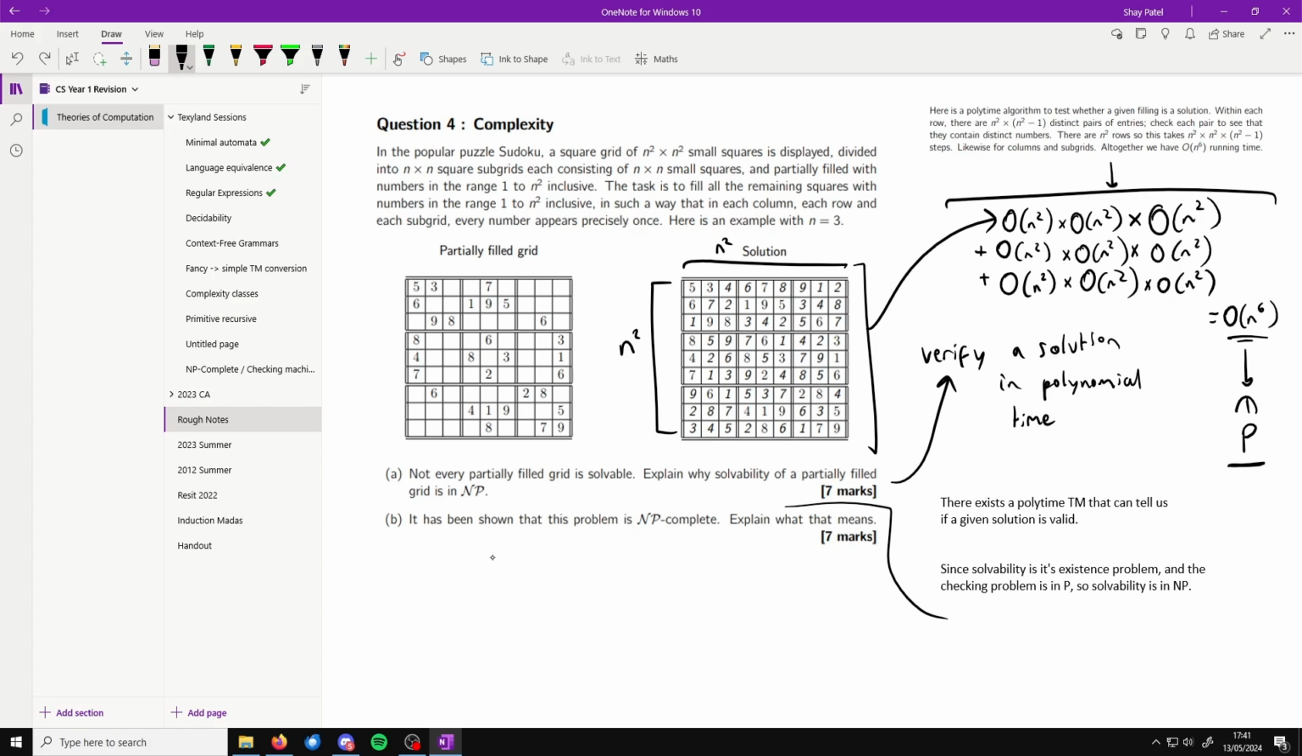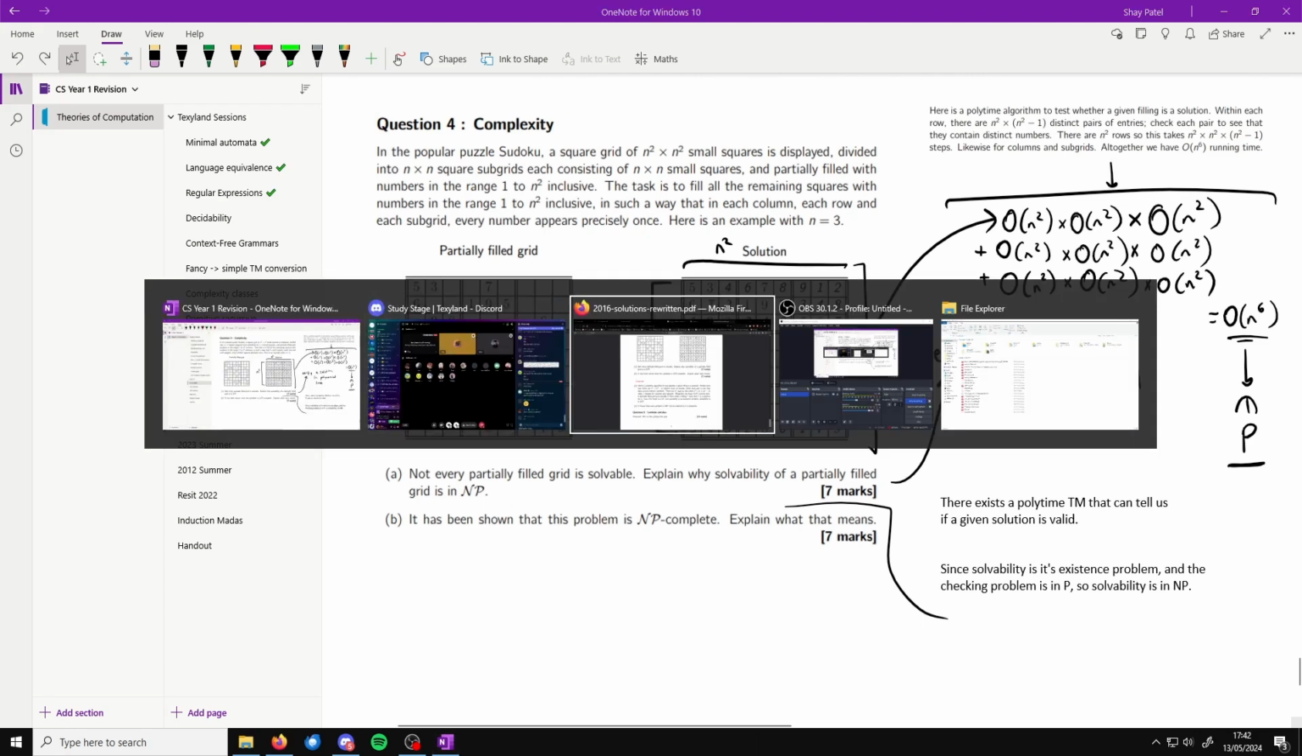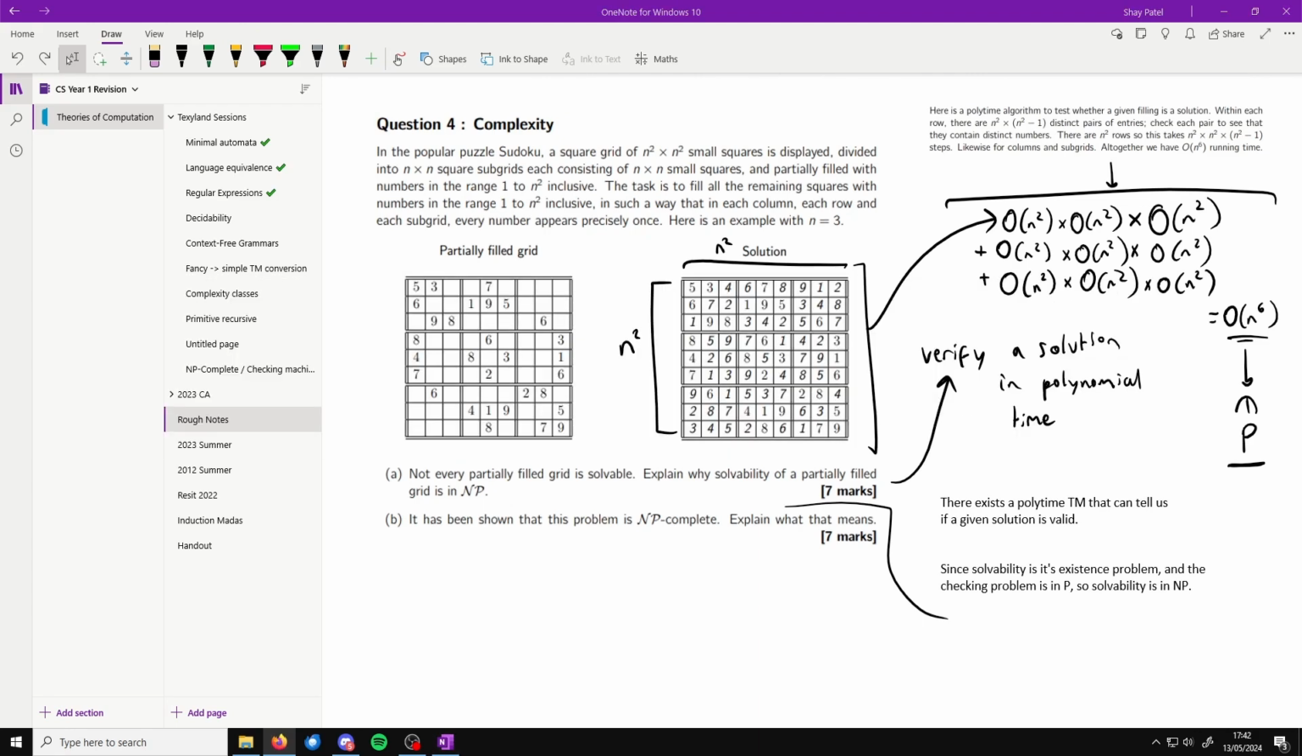Cool. Okay, let's look at part B. It has been shown that this problem is NP complete. Explain what that means. What does it mean for a problem to be NP complete? Or what does it mean for this problem to be NP complete? What, me? Anyone?